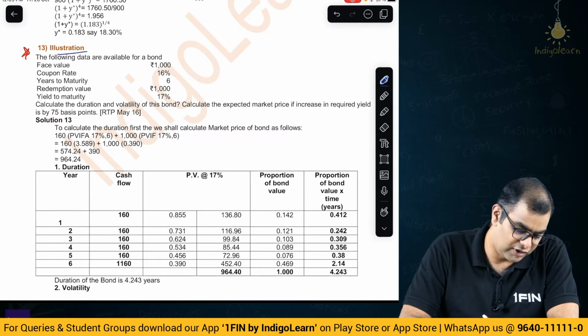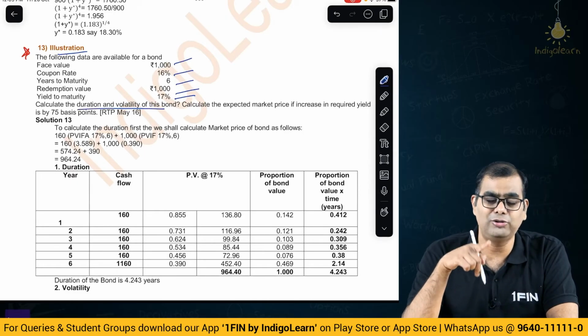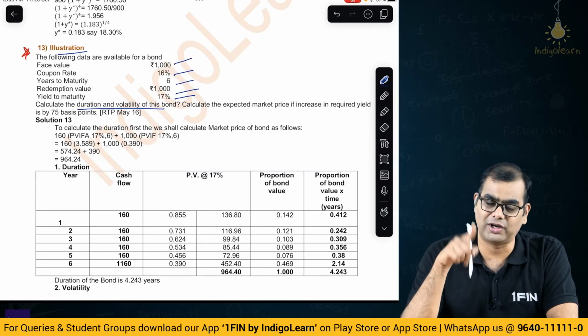Question number 13. The following data are available for a bond. Face value is 1000, coupon rate is 16%, years to maturity is 6, redemption value is 1000. So, basically same thing. Yield to maturity is 17. Calculate the duration and volatility. Volatility is what? I told you, Macaulay duration is weighted average years. Sensitivity is known as volatility.